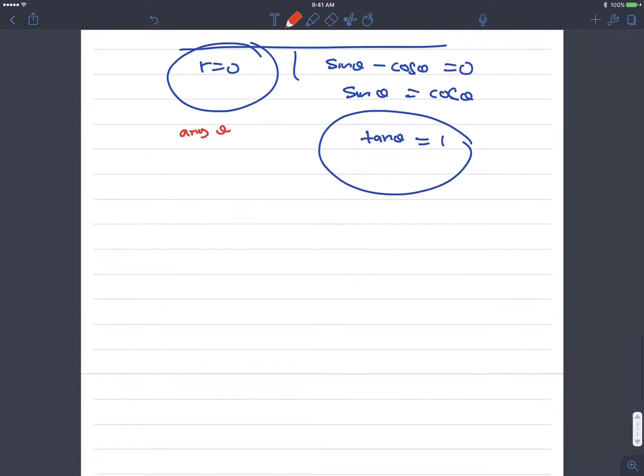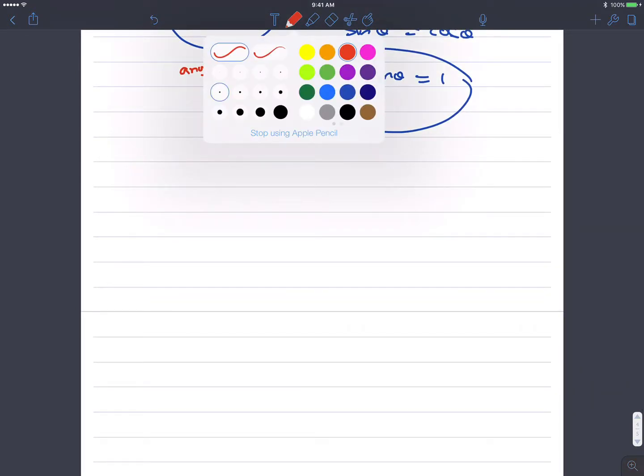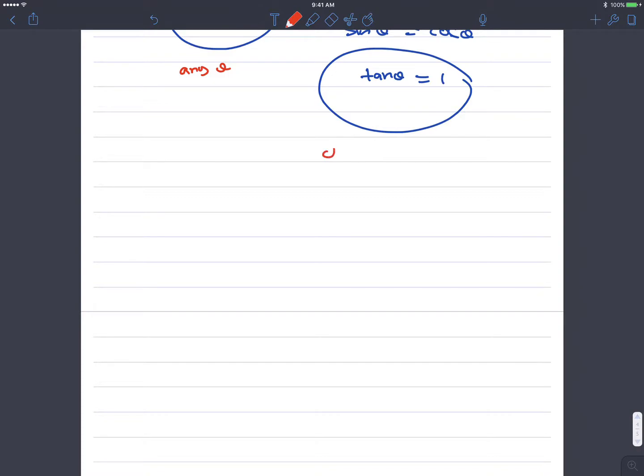Now, since tangent theta is 1, you can solve for theta. That means theta has two values. What is theta? Theta is pi over 4. What's the other solution for theta? 5 pi over 4.